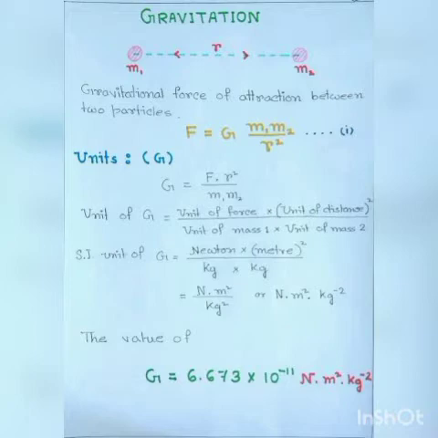So in the SI system the unit of G is equal to Newton into meter square by kg square, or Newton into meter square into kg to the power minus 2. Next, the value of G is equal to 6.673 into 10 to the power minus 11 Newton meter square kg to the power minus 2. This value of the gravitational constant is very important. Always remember this; experimentally this value was derived.